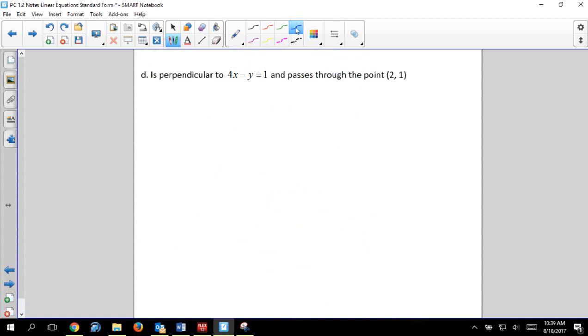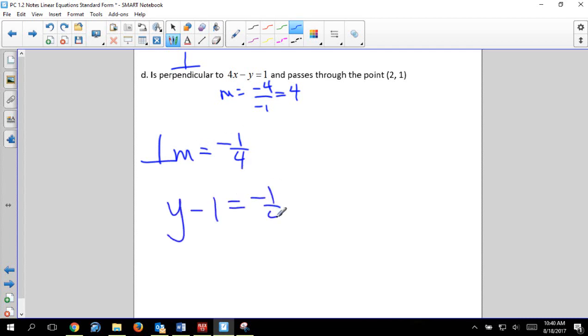D is perpendicular to 4x minus y equals 1 and passes through the point (2, 1). So perpendicular, we did that yesterday. First thing we need to find is the slope. So we're going to find the slope of this line, negative 4 over negative 1, 4. But since it's perpendicular, we need to use the perpendicular slope. So we take 4 and we reciprocate it and take the opposite, negative 1/4. Then we do point slope form. y minus 1 equals negative a fourth times x minus 2.